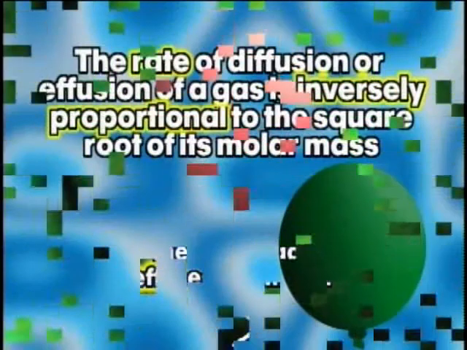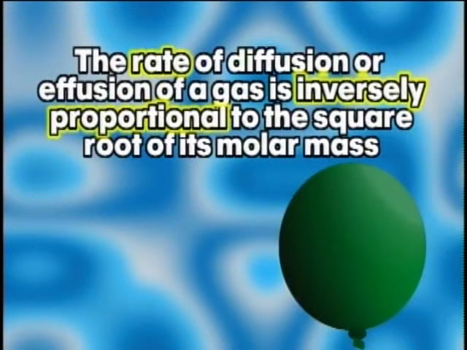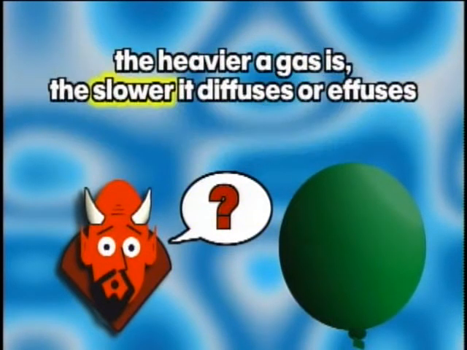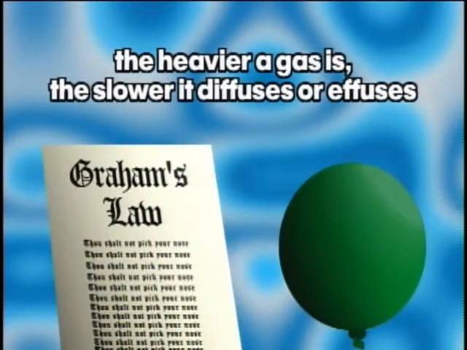effusive. The rate of diffusion, or effusion of a gas, is inversely proportional to the square root of its molar mass. What the heck does this mean? Well, simply this. The heavier a gas is, the slower it diffuses or effuses. This phenomena is called Graham's law.